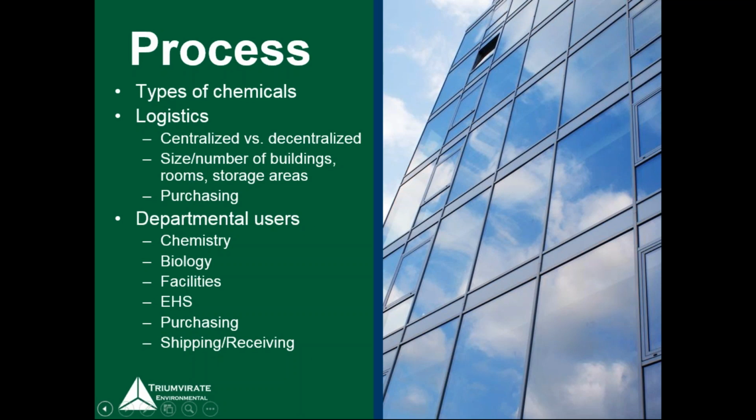And then what are the logistics behind it? Is your company a centralized company? Is it decentralized? What are the size or numbers of the buildings? How many rooms are there? Where are your storage areas? How is purchasing involved with everything? And then who are the users? Chemistry, biology, researchers, or facilities, environmental health and safety, again, purchasing, shipping, receiving, who's going to be using this and in what capacity.